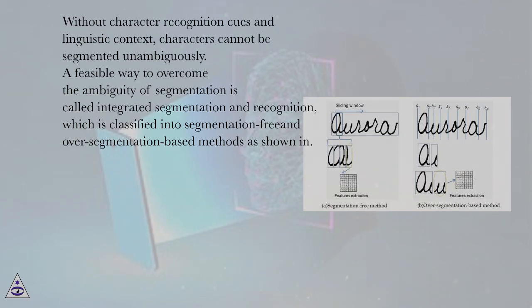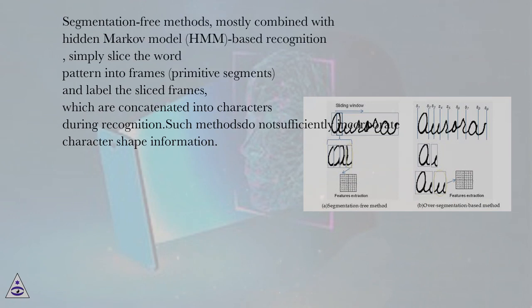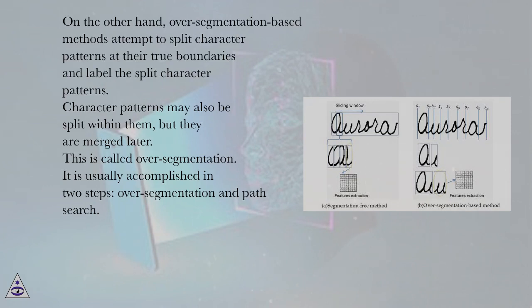Segmentation-free methods, mostly combined with hidden Markov model, HMM-based recognition, simply slice the word pattern into frames, primitive segments, and label the sliced frames, which are concatenated into characters during recognition. Such methods do not sufficiently incorporate character shape information. On the other hand, over-segmentation-based methods attempt to split character patterns at their true boundaries and label the split character patterns. Character patterns may also be split within them, but they are merged later.